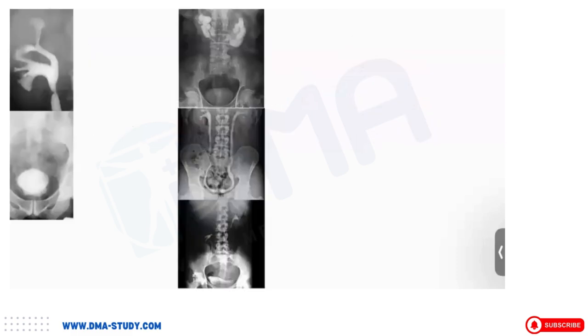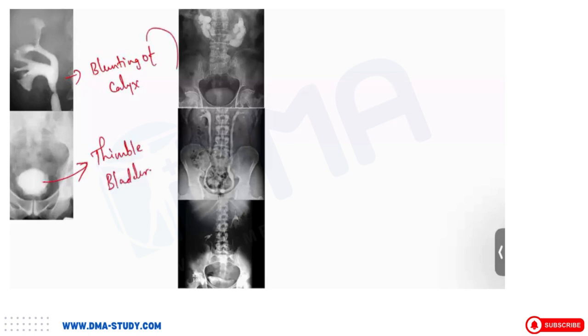Now, next is an important X-ray finding. Here you may see blunting of calyx and thimble bladder. Does it ring any bell, people? Blunting of calyx and thimble bladder. Stone? No, TB, genitourinary TB. IVP shows blunting of calyx.